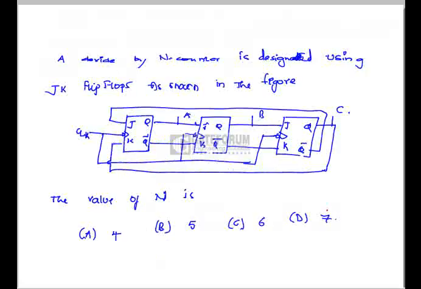A divide by n counter is designed using JK flip-flops as shown in the figure. The value of n is, if we see the configuration, this is the twisted ring counter or the Johnson counter. If the counter has n flip-flops, it is going to have 2n states. So according to this statement, it has 3 flip-flops, so it has 2 into 3, that is 6 states, that is option C.